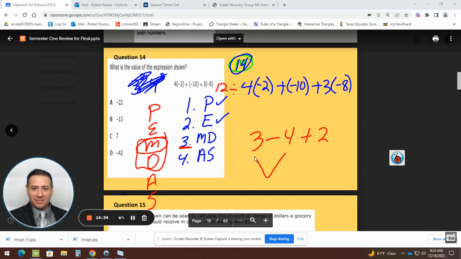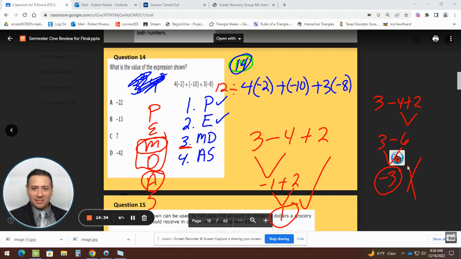Okay? You understand? And you see, well, what's the difference? Look, 3 minus 4 would be negative 1. Negative 1 plus 2, that's this. That would be positive 1. Now let me go with the other kid that decides to go thinking that add always goes first. 3 minus 4 plus 2. What's 4 plus 2? 6. And 3 minus 6, negative 3. You see, we have different answers. This guy is correct and this guy is wrong. Because he did not follow the order of operation.